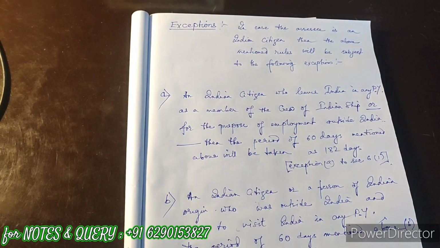Now we come to the exceptions that we have to keep in our minds. Okay, now what are the exceptions? In the case the assessee is an Indian citizen, then the above mentioned rules will be subject to the following exceptions. You have to remember one thing: these exceptions will be effective only if the assessee is a person of Indian origin. Then there are only 3 exceptions that you have to keep in your mind, and the 3 exceptions are as follows.